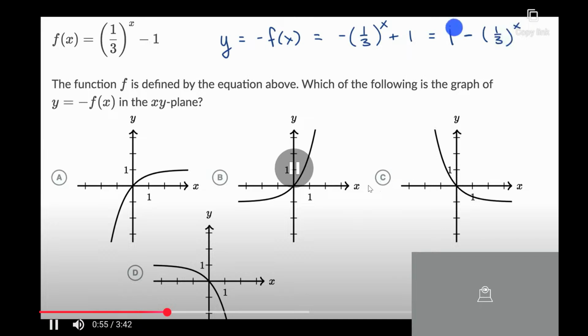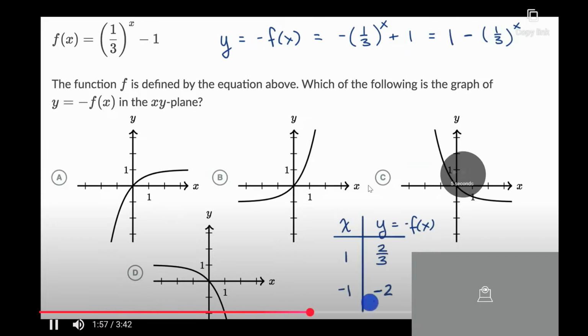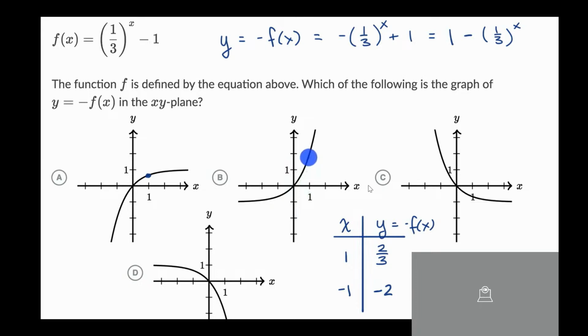So let me start with the table to help us differentiate between the graphs. When x is negative, 2/3, that looks about right. So this one is looking pretty good. B, 1 comma 2/3. This is definitely larger than 2/3, so I would rule that one out. C looks like negative 2/3, so I'd rule C out. D, definitely nothing right over here, so I'd rule D out. So A is already looking pretty good.